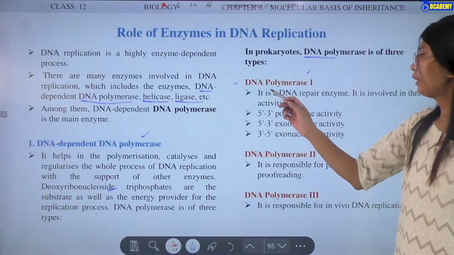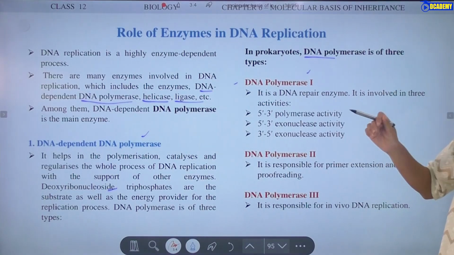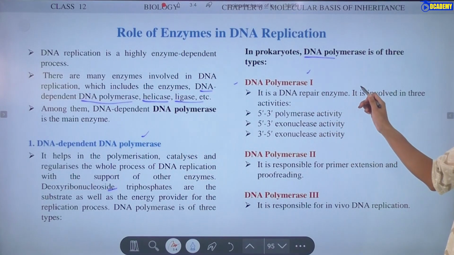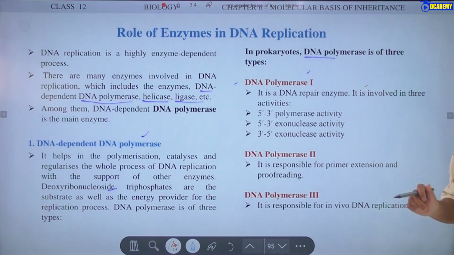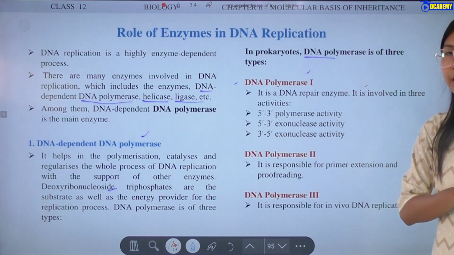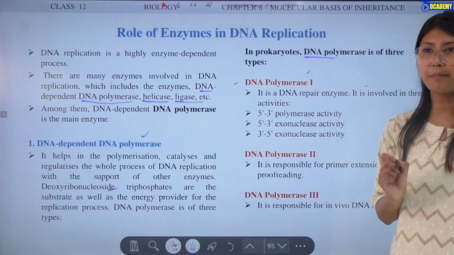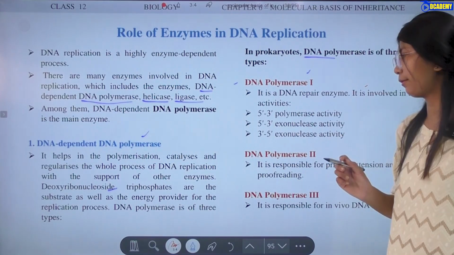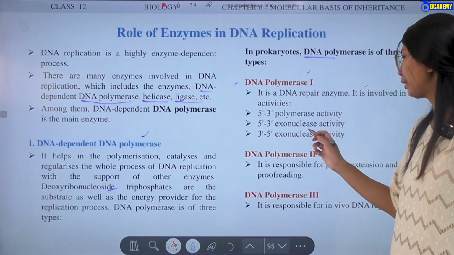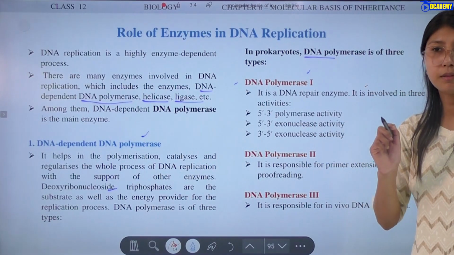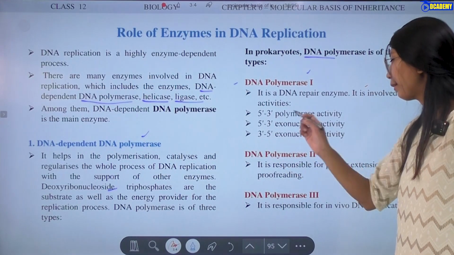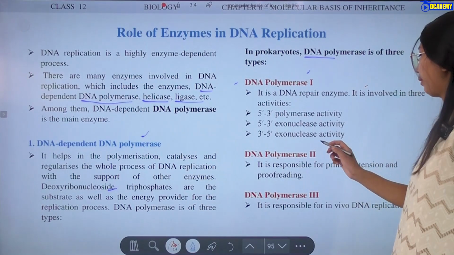DNA polymerase 1 is a DNA repair enzyme. It is involved in these activities: 5' to 3' polymerase activity, then 5' to 3' exonuclease activity, and 3' to 5' exonuclease activity.